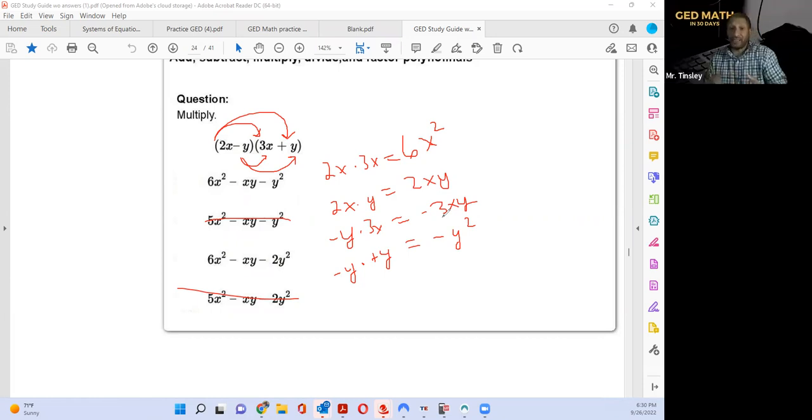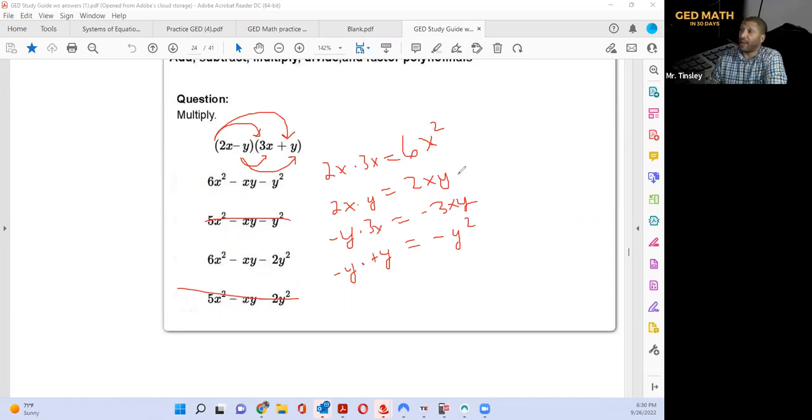Okay, this has to do with combining. This is multiplying binomials. This is combining like terms. This is your exponent rules. This is why this type of problem is on every single exam.